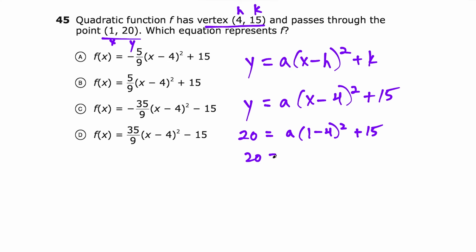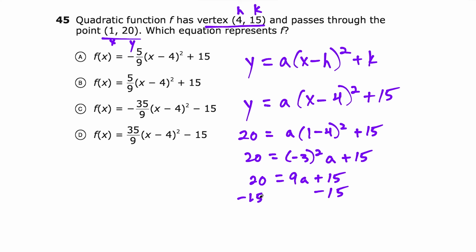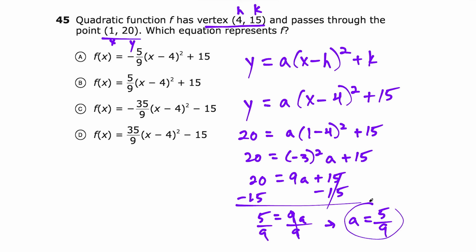We have 20 equals, and 1 minus 4 is going to give us negative 3. So we're going to have negative 3 squared times a, and then plus 15. And now negative 3 squared is 9, so this turns into 20 equals 9a plus 15. And now we just solve for a. We're going to subtract 15 on both sides, and we're going to have 5 is equal to 9a. And now just divide both sides by 9, and we have a is equal to 5 over 9. So now that we have a, here's our final answer, y equals 5 over 9.